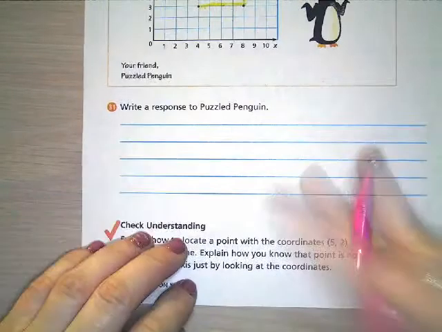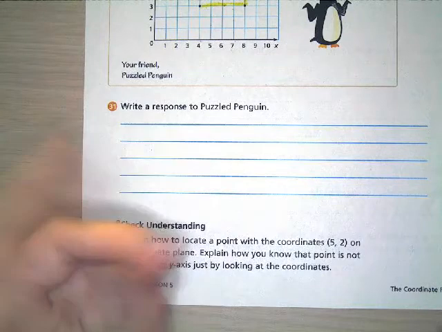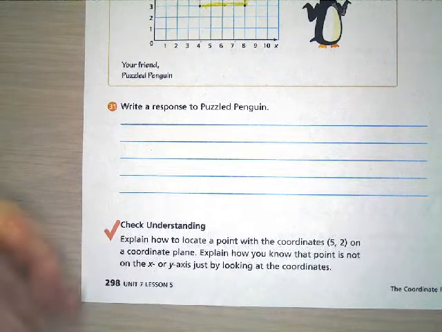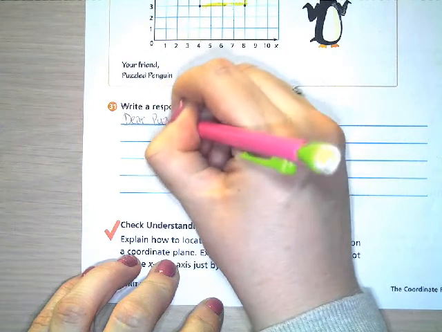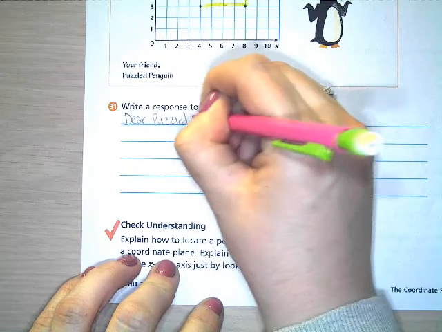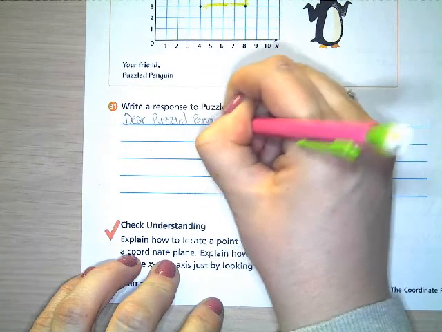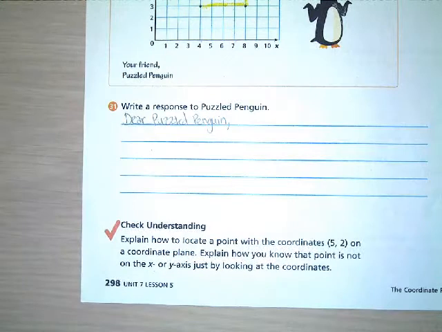So if I were to write a response to Puzzled Penguin, I would have to explain that thinking to him. So let's go ahead and write a response to him. Ready? This is a letter. He wrote, Dear Math Students, so you should say, Dear Puzzled Penguin. That's his name.